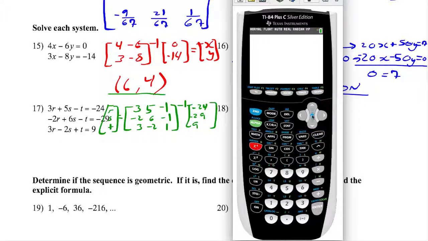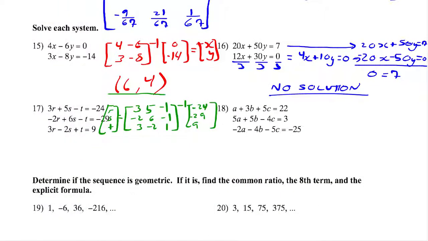Go back to my matrix menu to enter in that second matrix, matrix B. This time it's a 3 by 1. So we get -24, -29, 9. Quit this out. And I'm going to pull up my matrices. I'm going to do the inverse of matrix A times matrix B. 0, -5, -1. So I get is my solution. I can write this as an ordered triple. So 0, -5, -1.